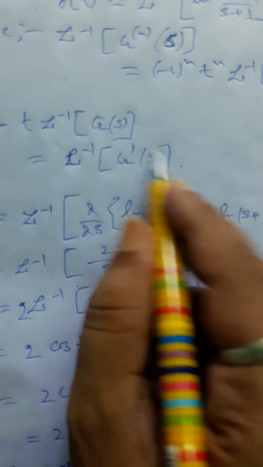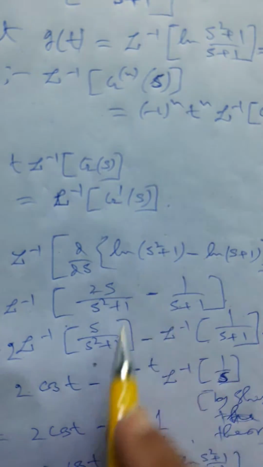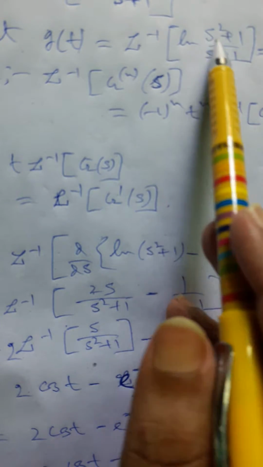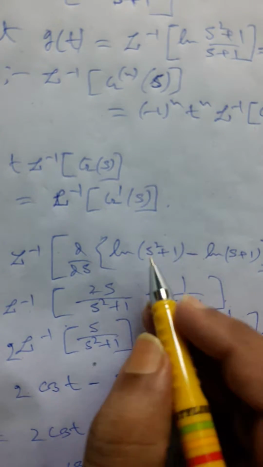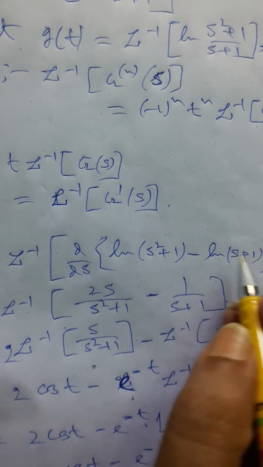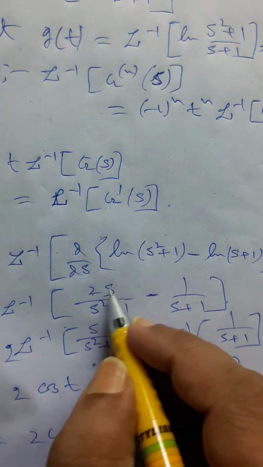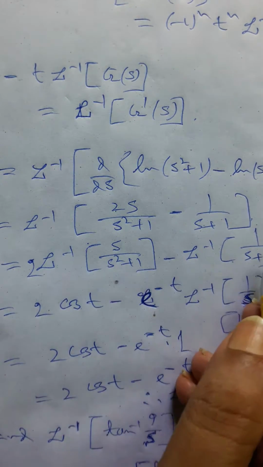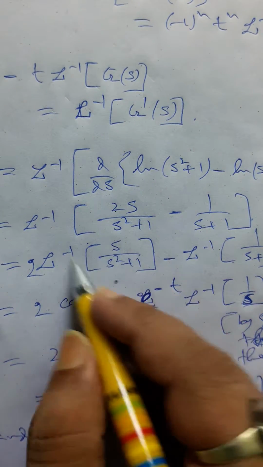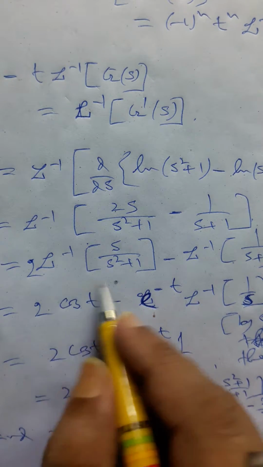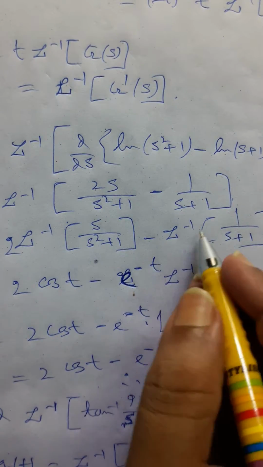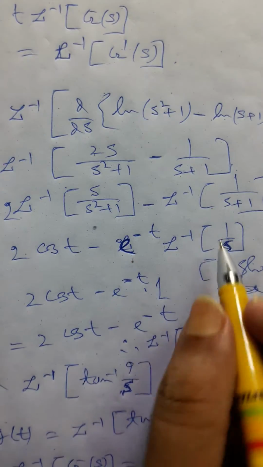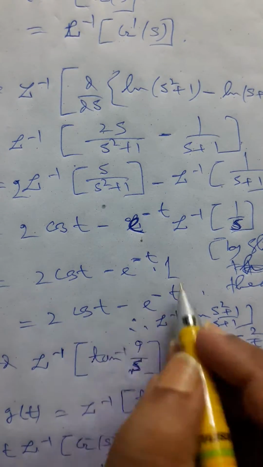Now, for g dash s we are taking differentiation here and using the property of logarithm. ln of (s square plus 1) by (s plus 1) equals ln of (s square plus 1) minus ln of (s plus 1). After differentiation we get this result, and using the linearity property here, it's clear it will be the result of cos t, which we discussed in the earlier classes, and using the shifting theorem, e to the power minus t, L inverse of 1 by s. Now it's clear it will be 1, so we get this result.